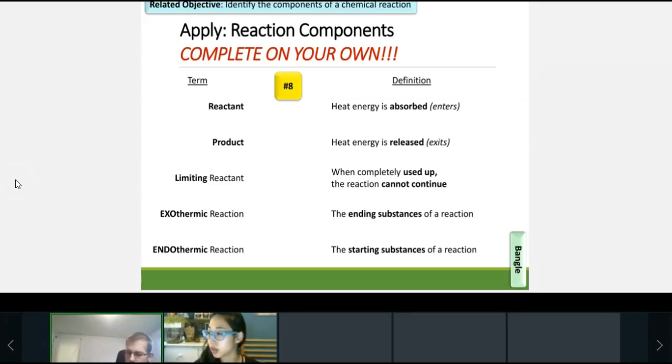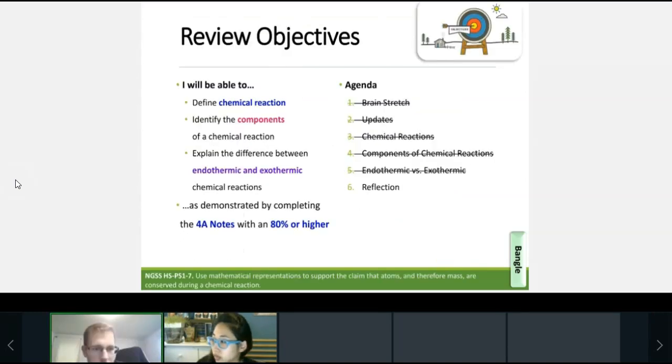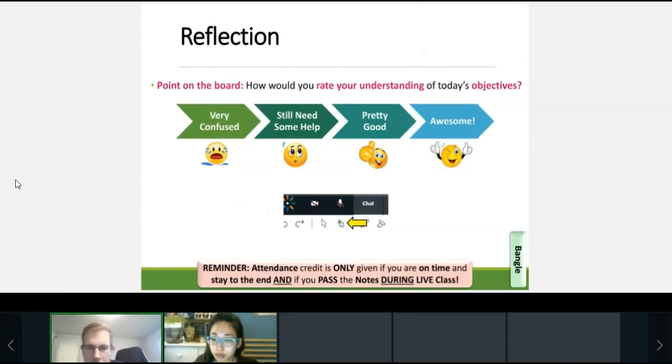I'll give us an extended timer to complete this. The terms are the general terms that we've been learning this entire lesson, like reactant, product, limiting reactant, and the ones we just did with exothermic and endothermic reactions. We'll match those up with their definitions, and we even give you some hints along the way. Just reviewing what we did, we learned all about chemical reactions, defining them, looking at their components, and explaining the difference between when heat is absorbed and released.